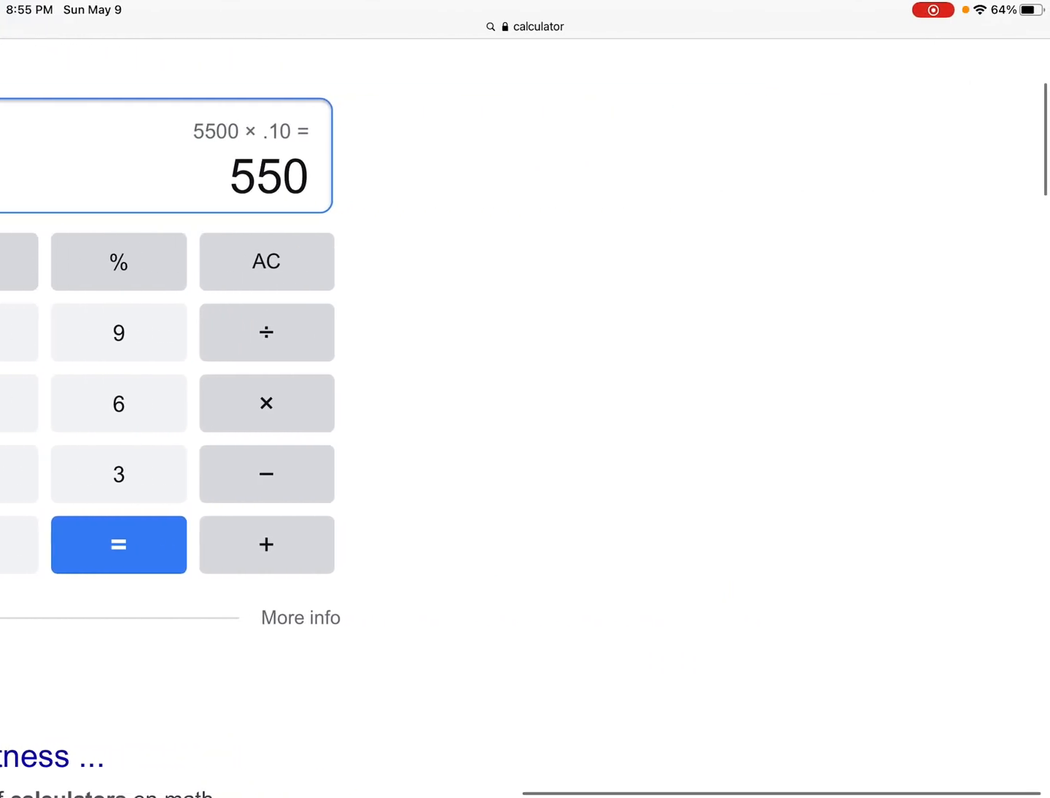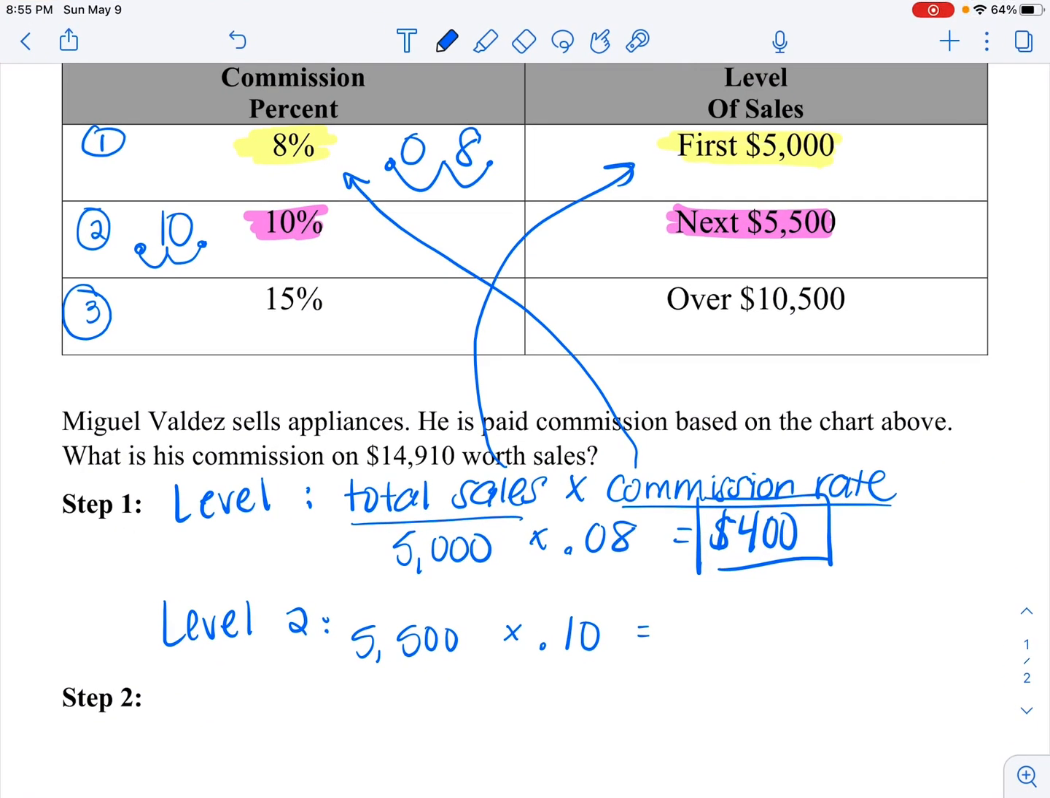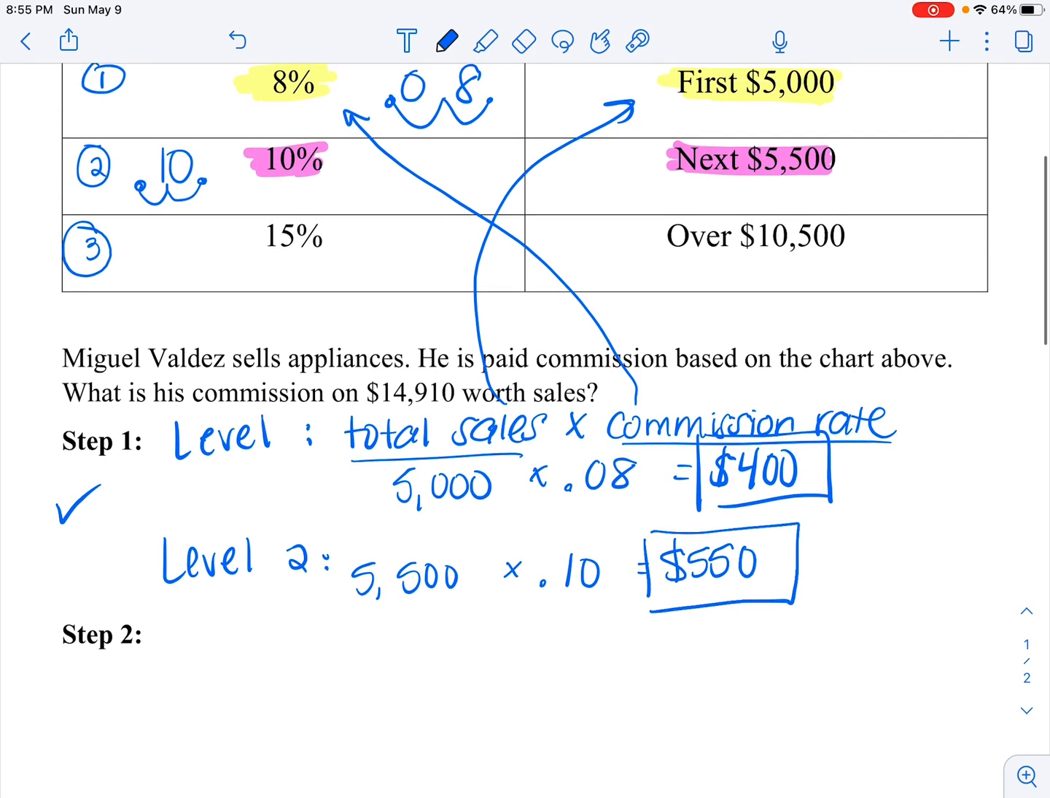Oh, sorry. What happened here? Here we go. All right, sorry for the sloppy handwriting. So step 1 complete. We're going to put a little check mark because we finished. Now we're going to move on to step 2. So step 2 is going to involve our final level, but this time it says over 10,500.